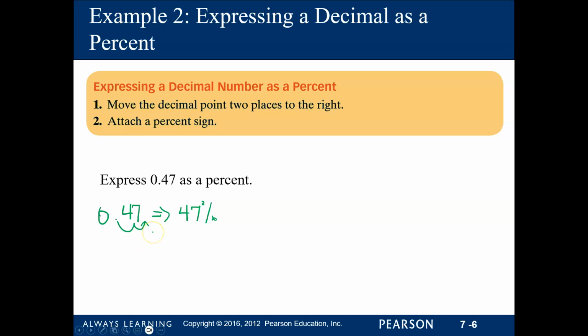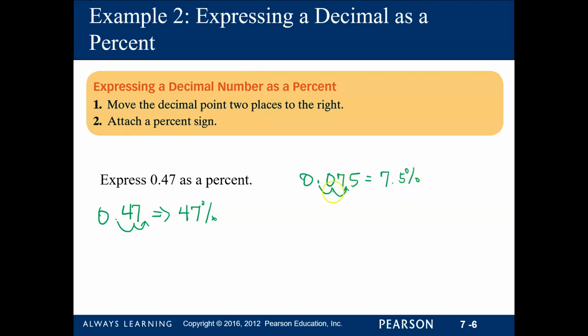No matter how many decimal places there are, you can only move the decimal point 2 places to the right. So say, for example, your decimal is 0.075. Again, moving 2 decimal places to the right. That's going to give us 7.5%.